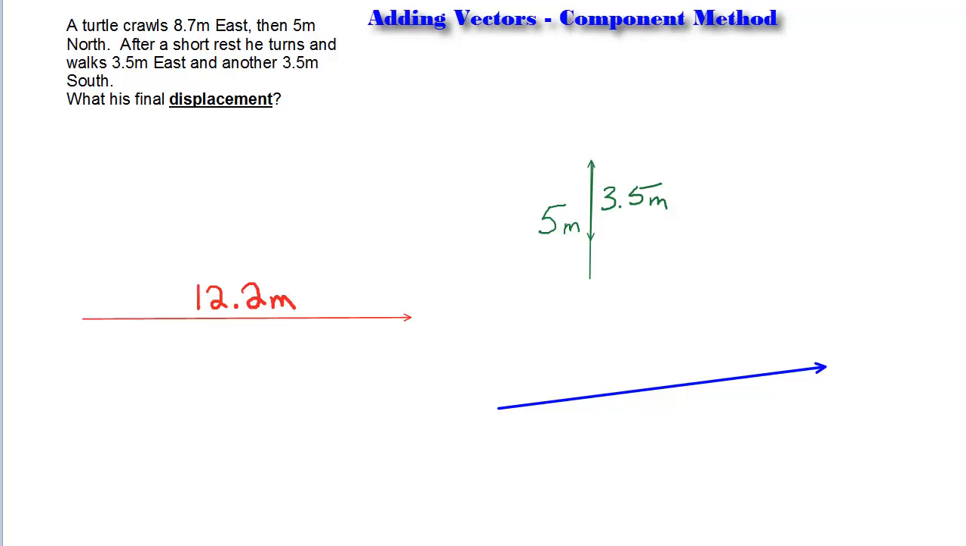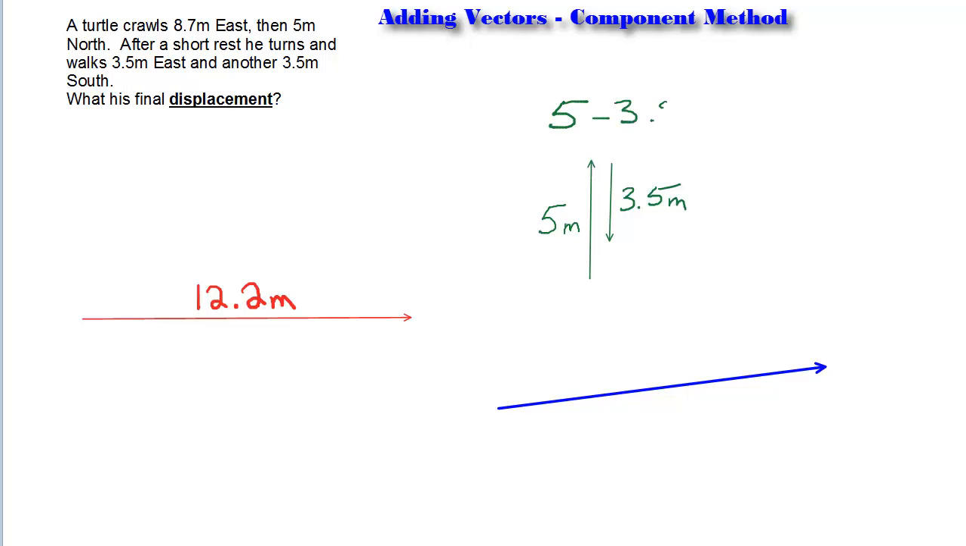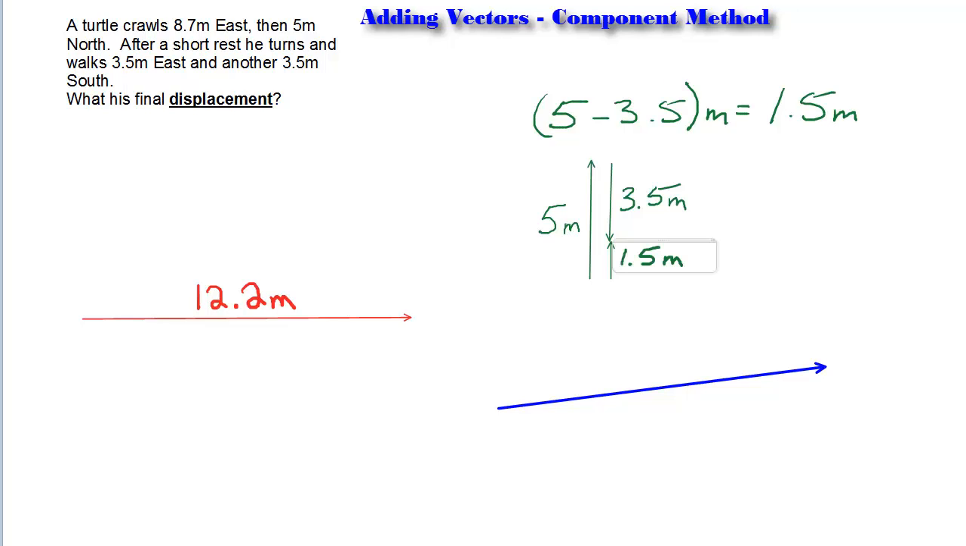Let's separate it just a little bit so we can see what's going on. So our overall vertical component is simply going to be 5 minus 3.5 meters, which is 1.5 meters to the north. So you can see our 1.5 meter vector at the bottom. Let's get rid of all the clutter and get our simplified final vector down.